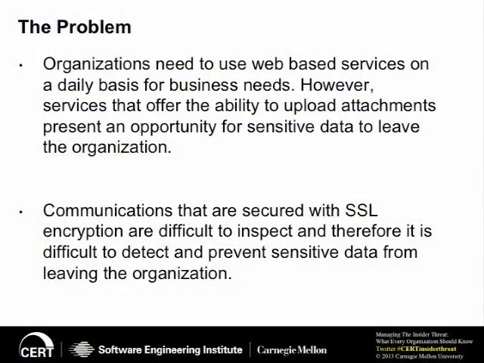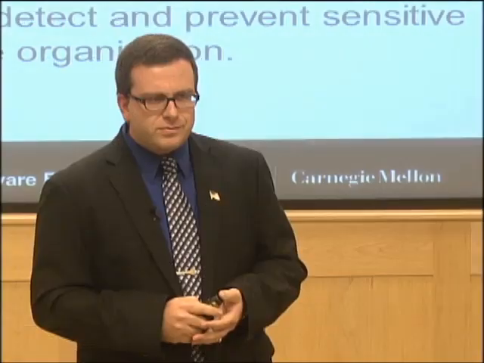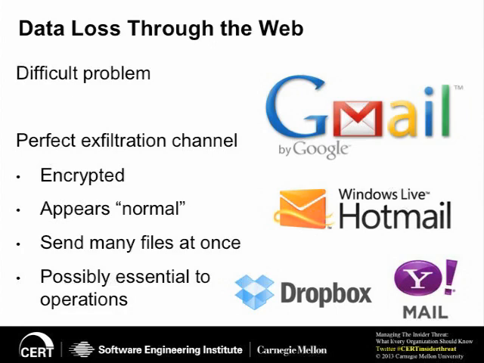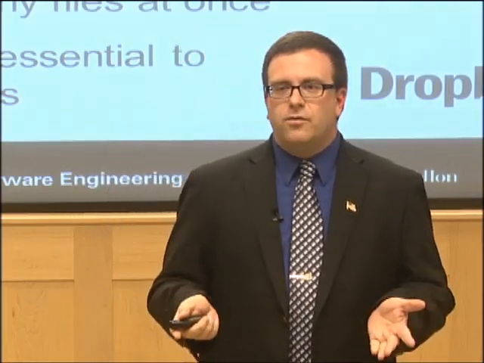The problem with that also is that the communications channel between the services is encrypted, so you have no idea really what is leaving the organization, and you have really no way of inspecting it. So the big problem here, again, like I said before, is it's a perfect exfiltration channel. It's encrypted, it appears normal, you can send many files to some of these services. And sometimes you might actually be using these services for your corporate mail. There are corporate solutions that a lot of third parties provide, but you also need to be aware of what data is going to that third party.